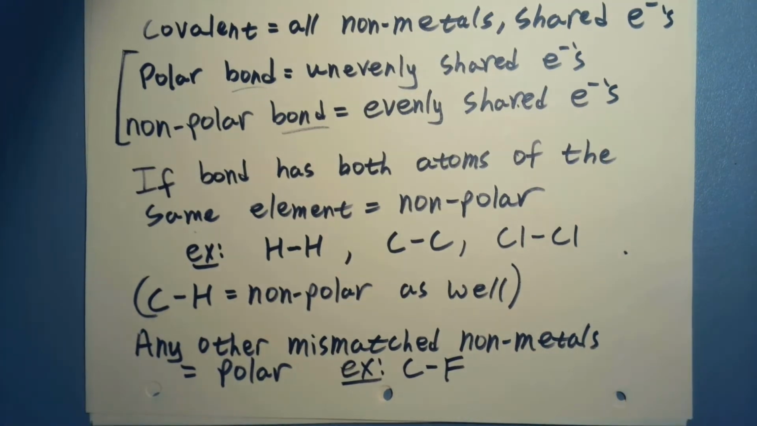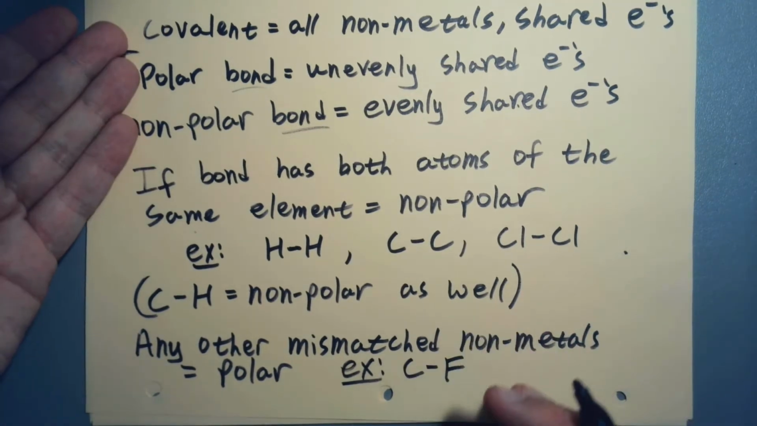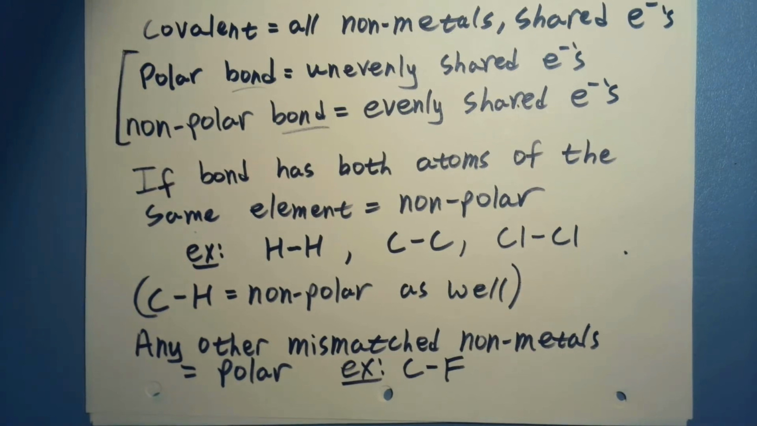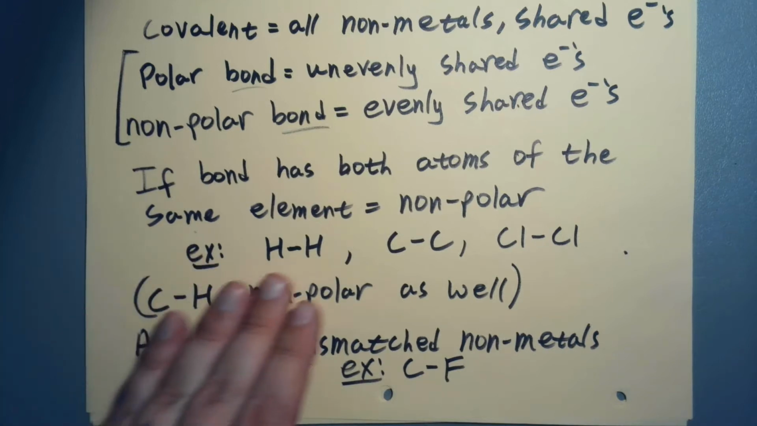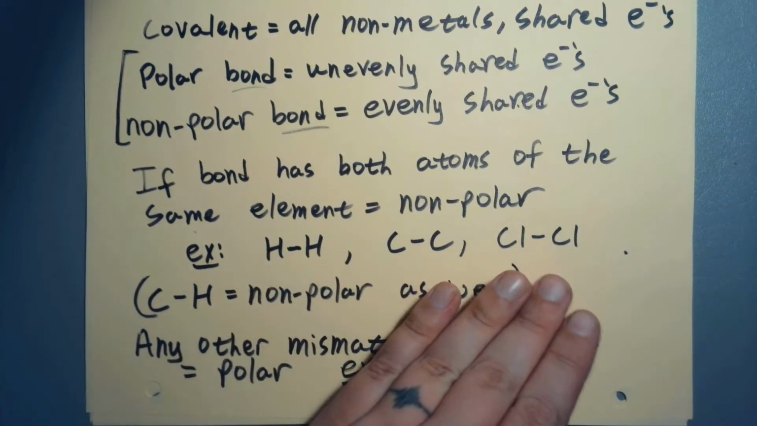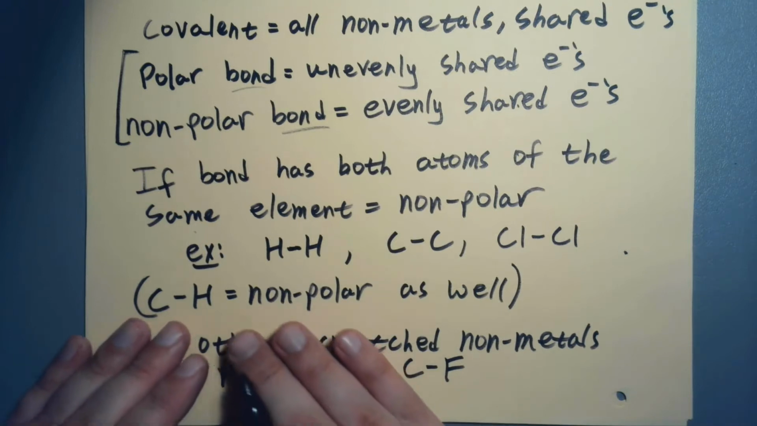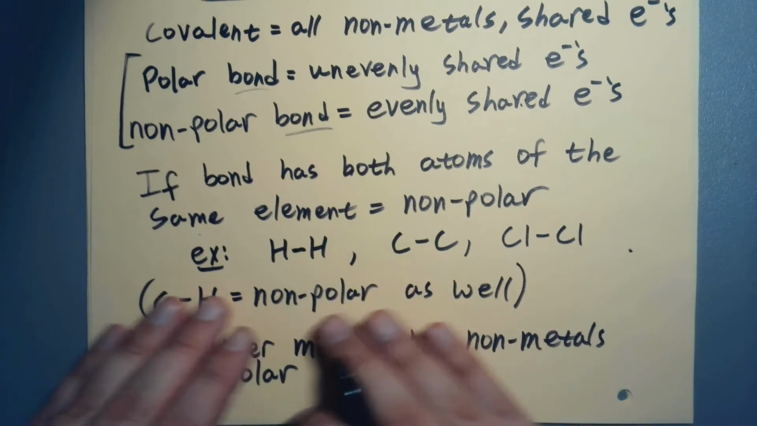Now, it's got to be two nonmetals or else it's not covalent, but it has to be a mismatch that's not carbon and hydrogen. So you see a pair, nonpolar. You see carbon and hydrogen, nonpolar. So that's the weird one you got to remember.